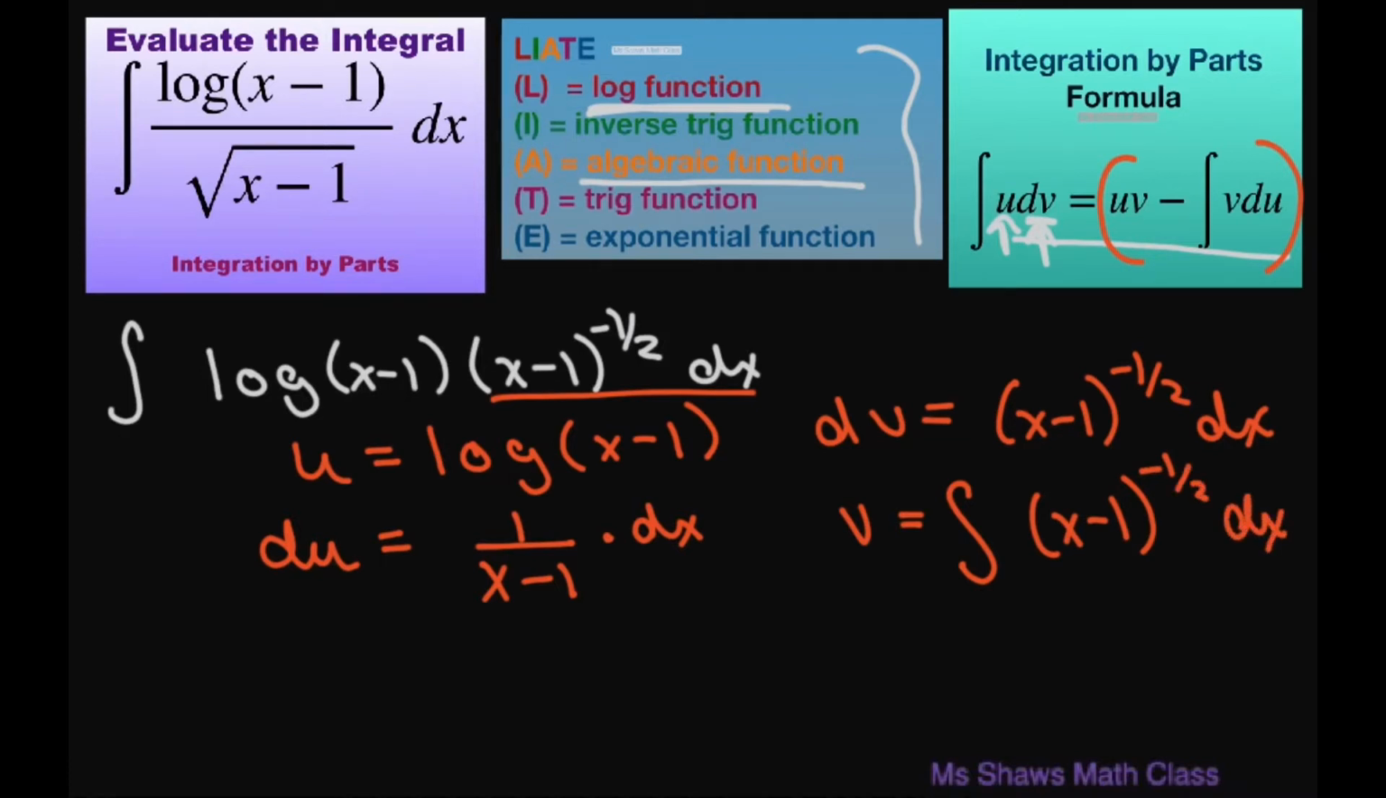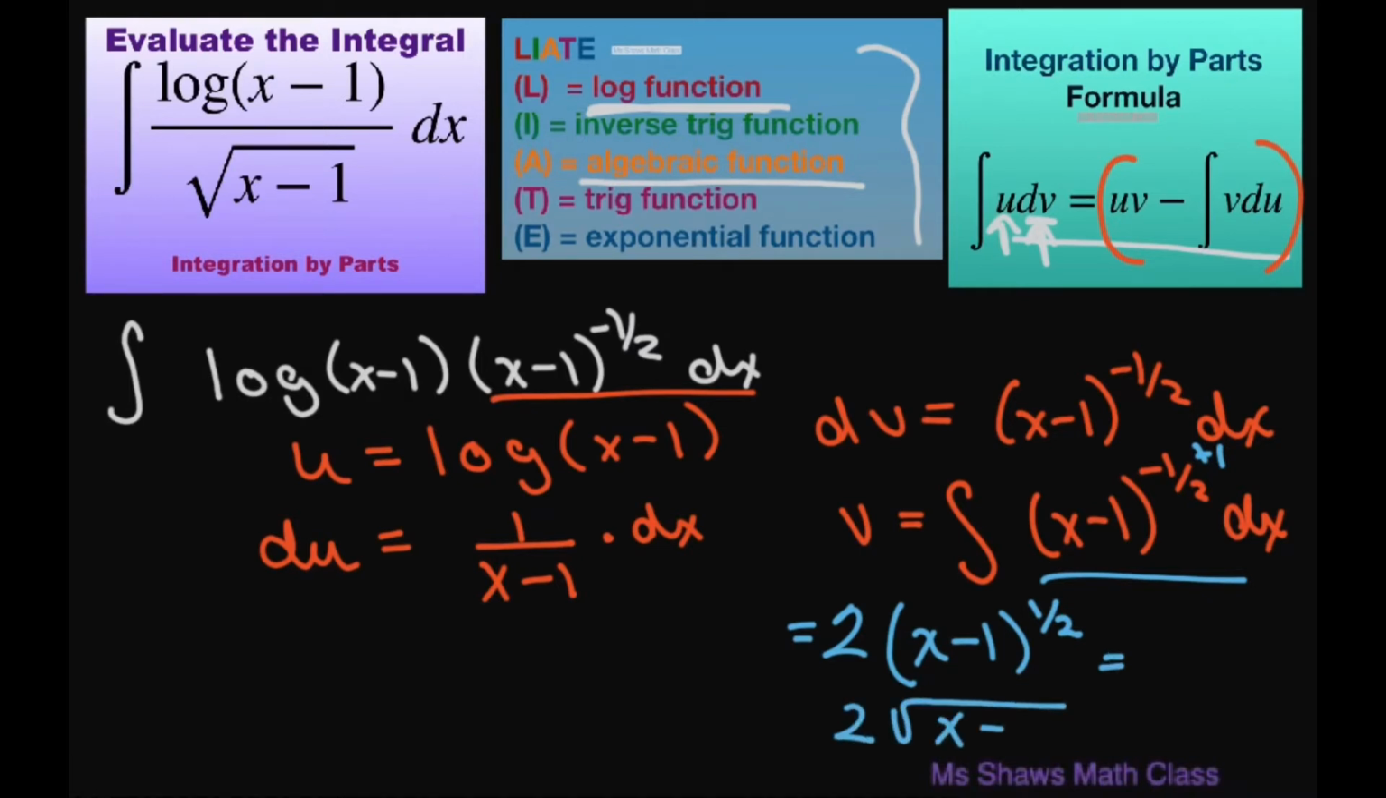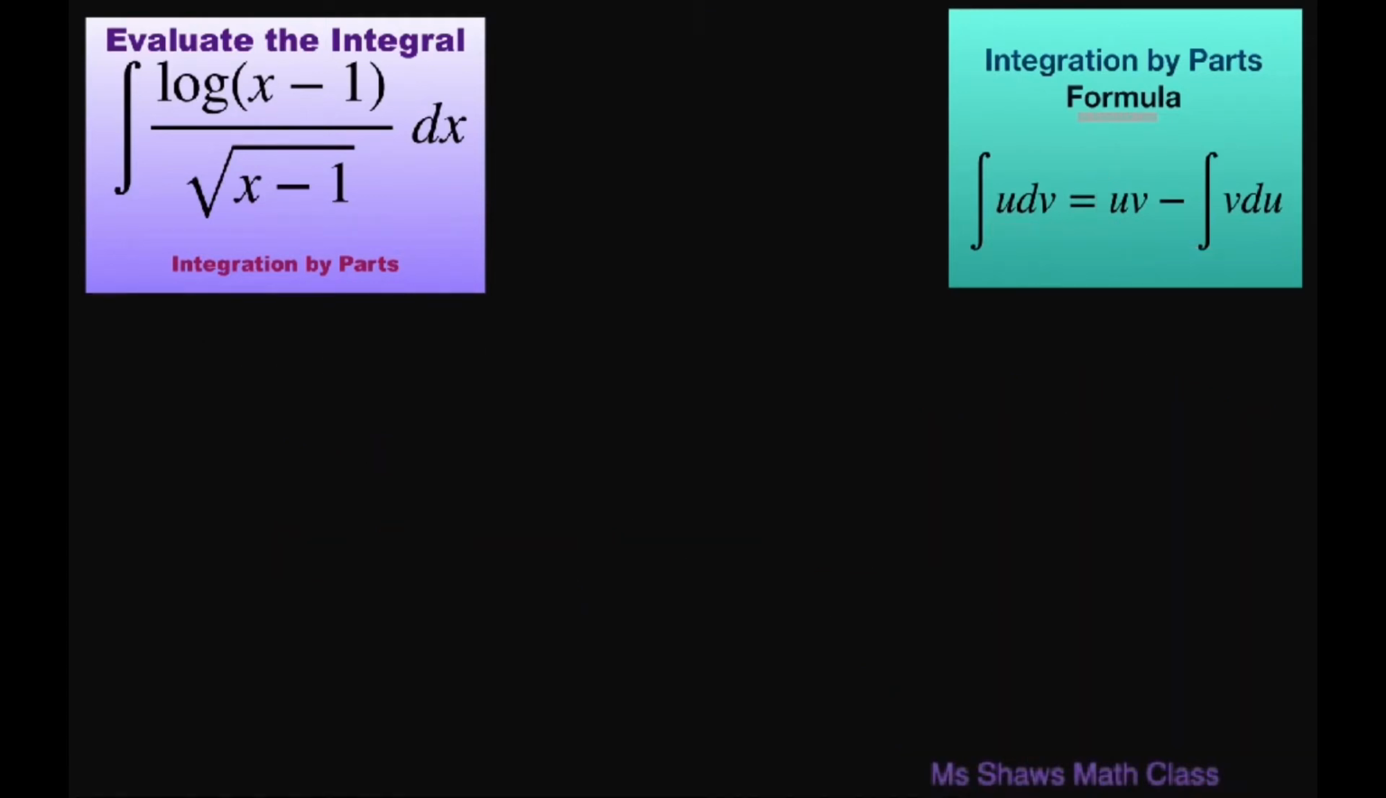So we have to evaluate this. This is going to give us 2 times x minus 1 to the power of 1/2, since you add 1 to the exponent. Which equals basically 2 square root of x minus 1. So that's what your v is going to be. All right. Now let's go ahead and integrate this by substitution.